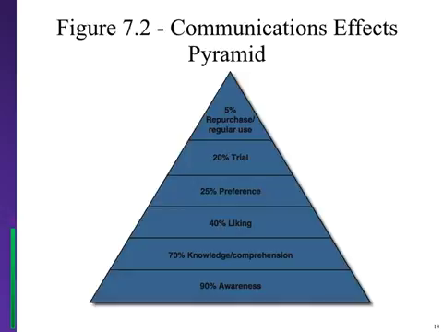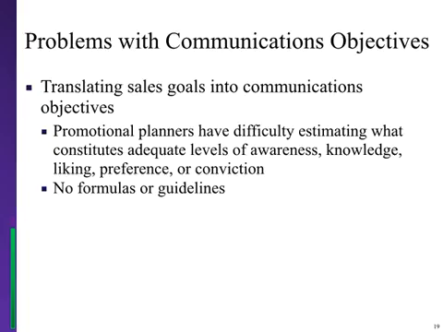But the thing to remember here is that at each phase of this communication effects grid, you can have a different communication objective. It depends on where you are in this process. And I mentioned these problems already. Some of the problems with using communications objectives are that it's sometimes hard to gauge what the right number is in terms of liking and preference and awareness.